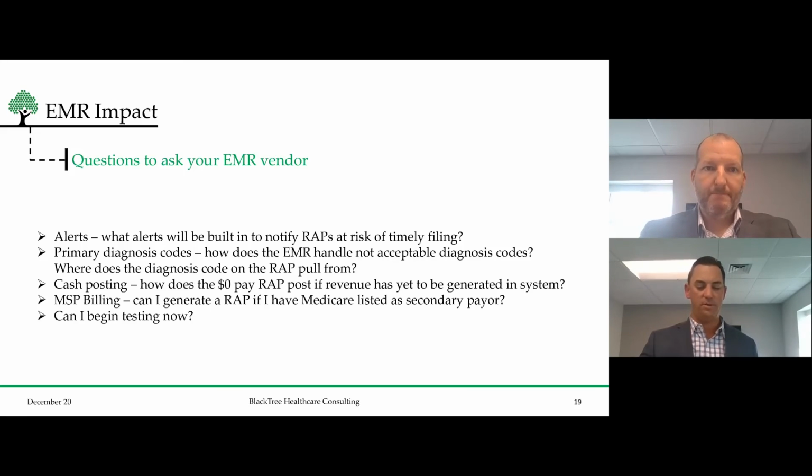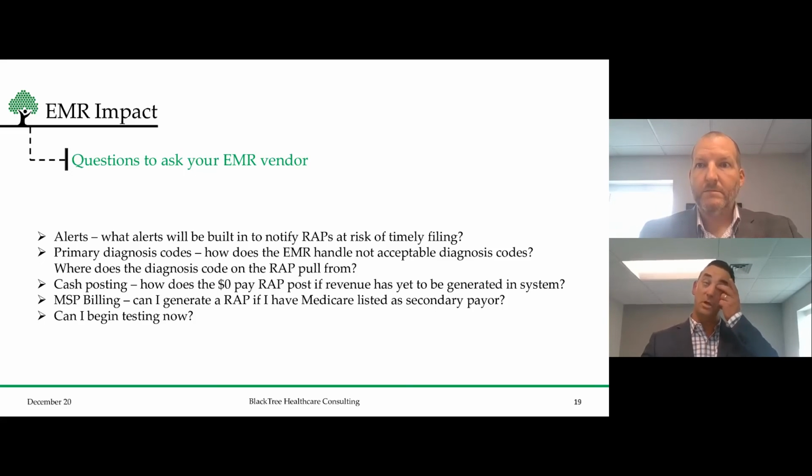Your primary diagnosis codes: how does your EMR handle non-acceptable diagnosis codes? Nick mentioned maybe that's happening at intake within this new model. But what if it's a questionable encounter diagnosis code, one that's not accepted or not enough detail yet? Is your EMR flagging that so that the wrap's not going out the door with that unacceptable diagnosis code that might risk an RTP claim occurring? How's your system handling cash posting for it?